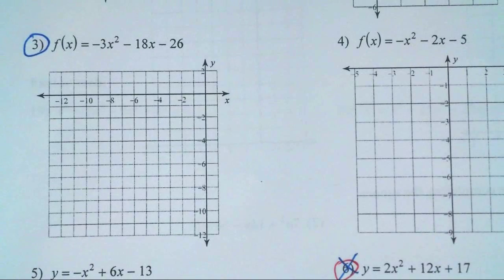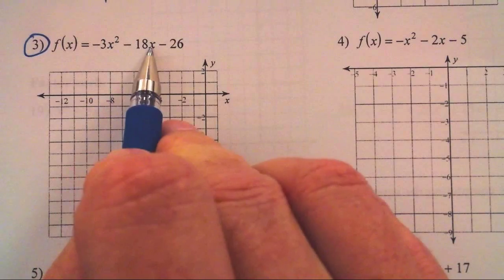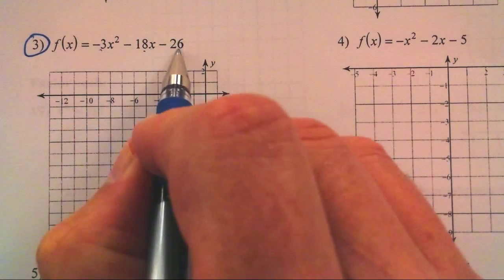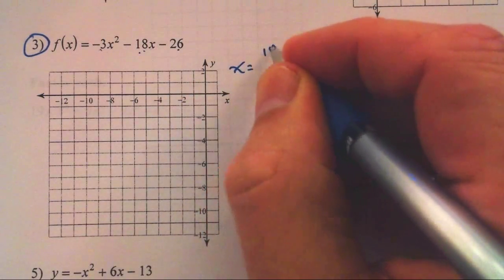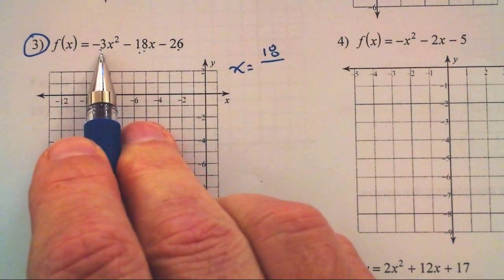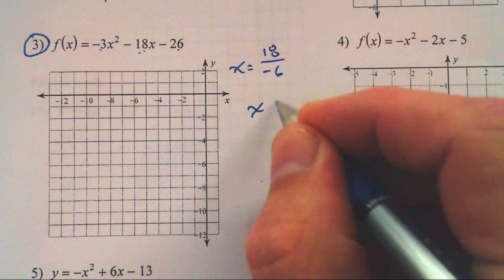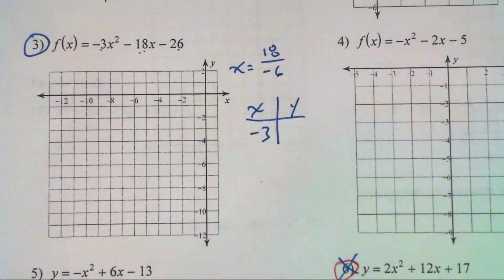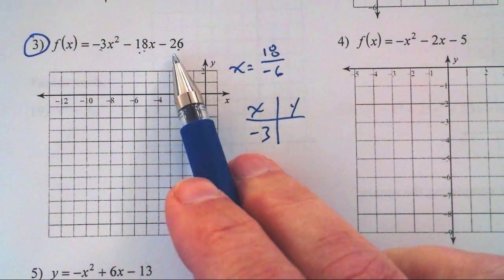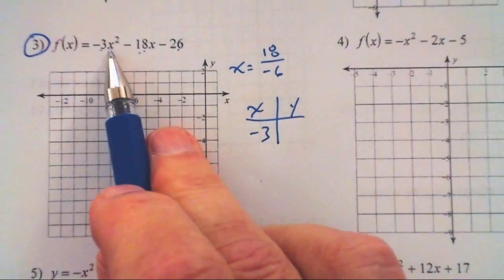Let's take a look at number 3. So this is in standard form again. I got my x squareds, my x's. So I've got A, I've got B, I've got C. I want the opposite of B, 18, on 2 times A, 2 times -3, -6. So my mini t-chart, I want -3. Now this doesn't help me that this is a -26 because that's way off the chart and going very steep.